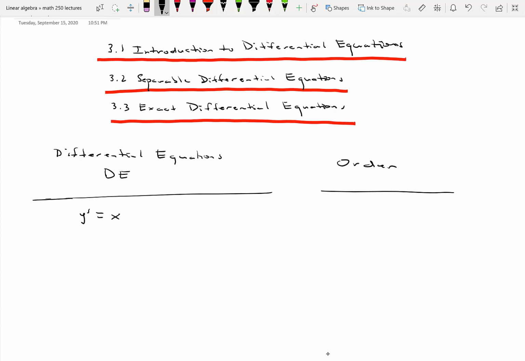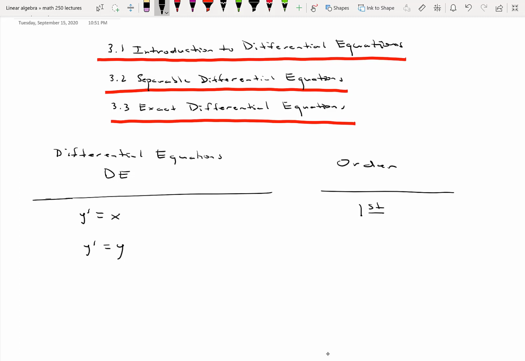Y prime equals x. This equation has one or more derivatives of a function in it. It has one derivative specifically, so it's called a differential equation. This is a first-order differential equation. Okay, suppose we have another differential equation. Y prime equals the function y. This is a differential equation because it has one or more derivatives in it, and just like the previous one, this has one derivative in it, the first derivative.